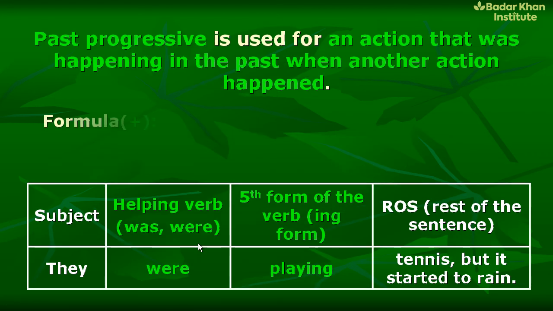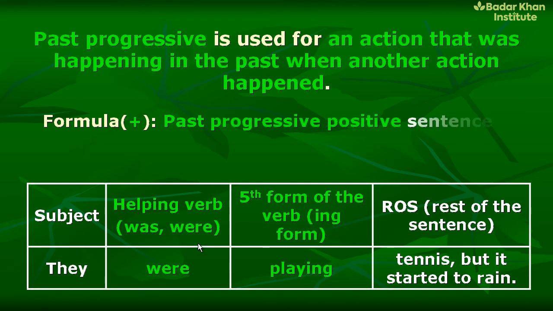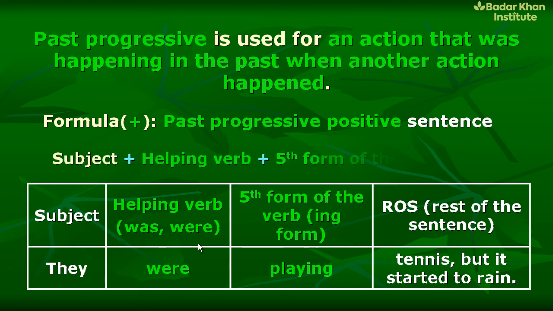Past progressive is used for an action that was happening in the past when another action happened. It means there was an action and then another action happened in the past. So for these kinds of situations, we use past progressive. What is the formula? Subject plus helping verb plus fifth form of the verb plus rest of the sentence.